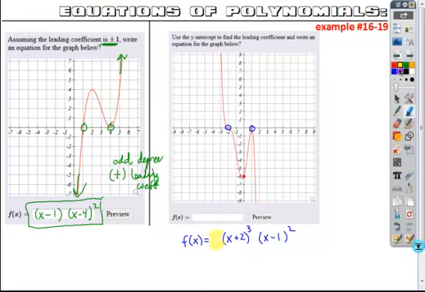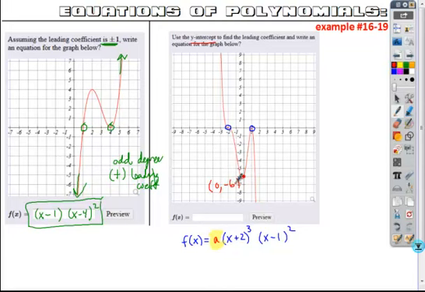We need to find what this is. I'm going to call it a. So a is our leading coefficient, and we want to find what that is. In order to find it, we're going to be given a y-intercept here. The y-intercept shows up as the dot on the graph. So what are the corresponding coordinates of that y-intercept? An x-coordinate of 0 and a y-coordinate of -6.